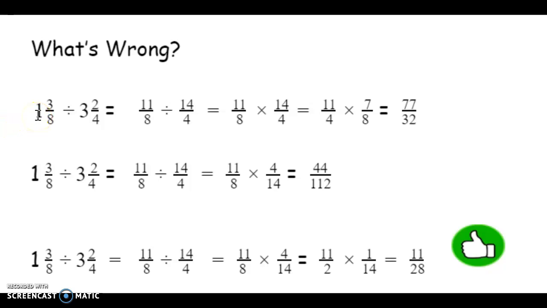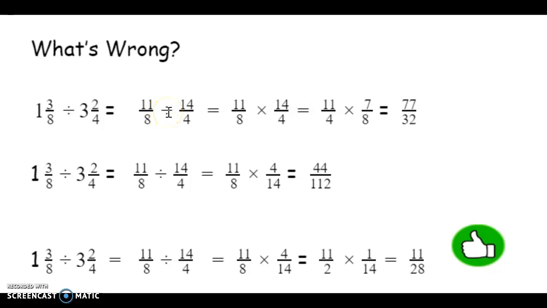Let's take a look at our problem. 1 3/8 divided by 3 2/4. It looks like the first step, they took 1 3/8 and changed it into 11/8. Let's see if that's correct. 8 times 1 is 8, plus 3 is 11, became our numerator, and 8 is our denominator. That looks good so far.